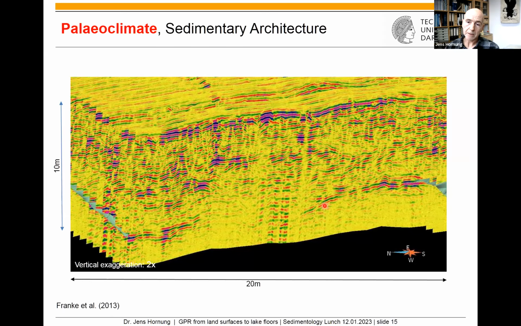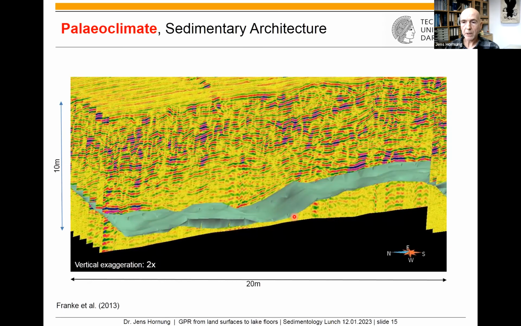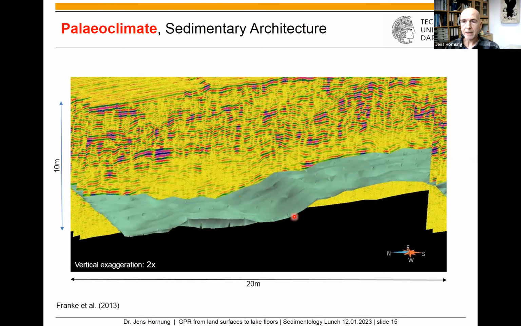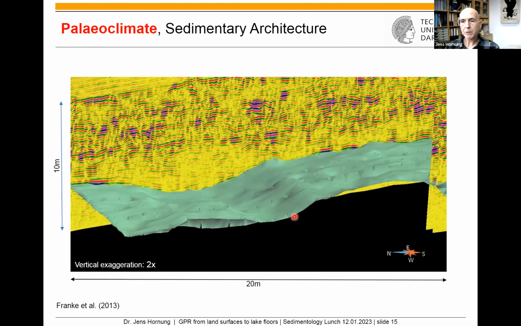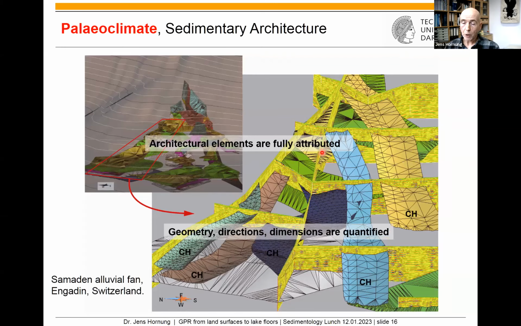For example, here is a channel. The base is a little bit weak, but we can map this channel in a 3D modeling program like GoCAD or Petrel. And then we can reveal the sedimentary architecture of these alluvial fans by following these channels, following other architectural elements. And so at the end, all these architectural elements are fully attributed because we know the lithofacies from outcrops. We can measure something, we can take samples, and geometry, directions, dimensions are quantified with the GPR surveys.